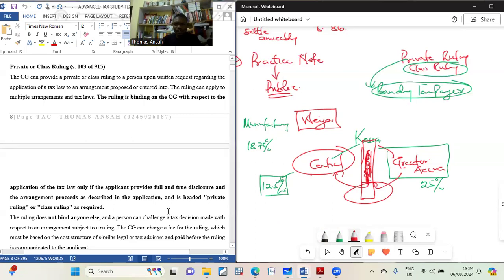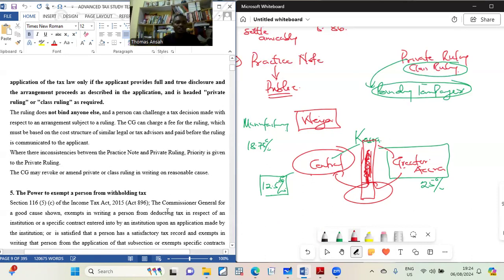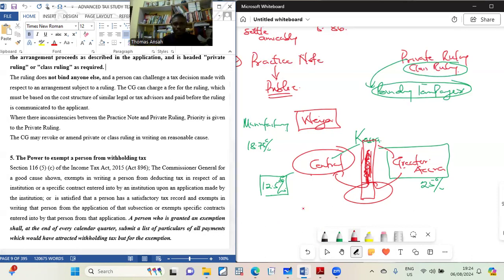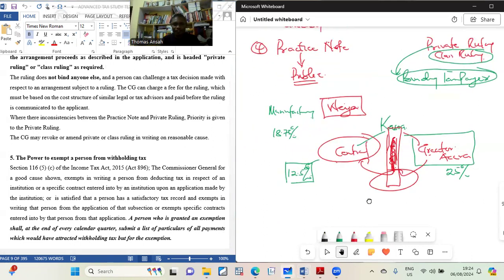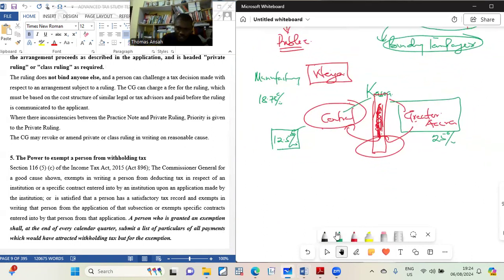So that is the private ruling and the class ruling. When people come together to go and see the Commissioner General, that is the purpose. So that is that. Function number 5.